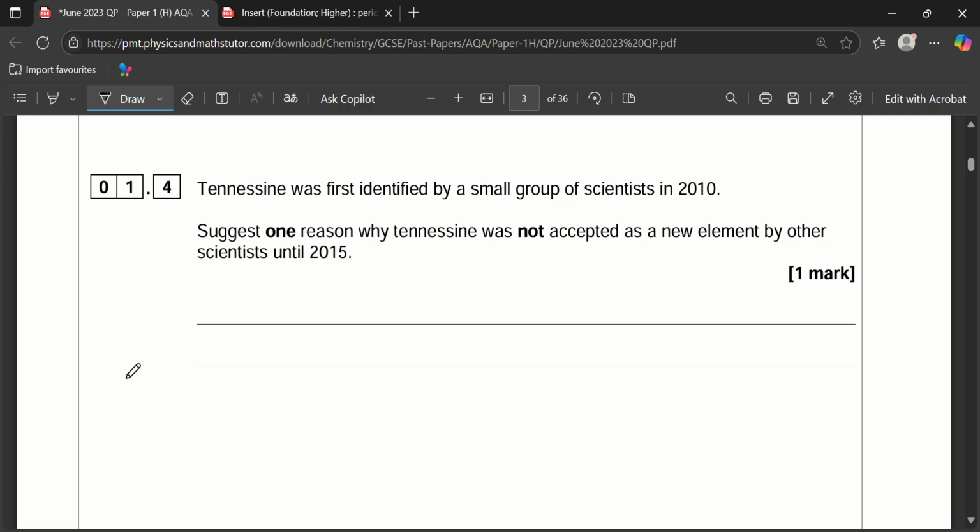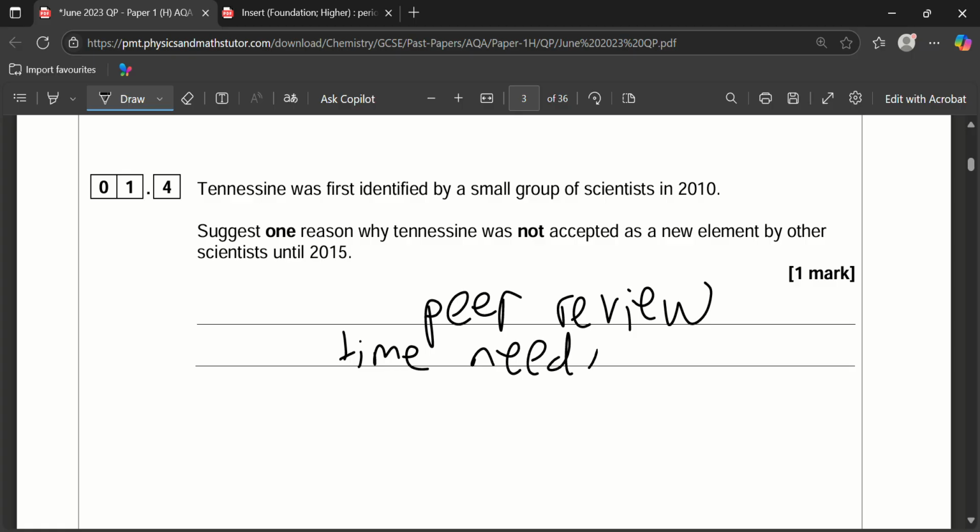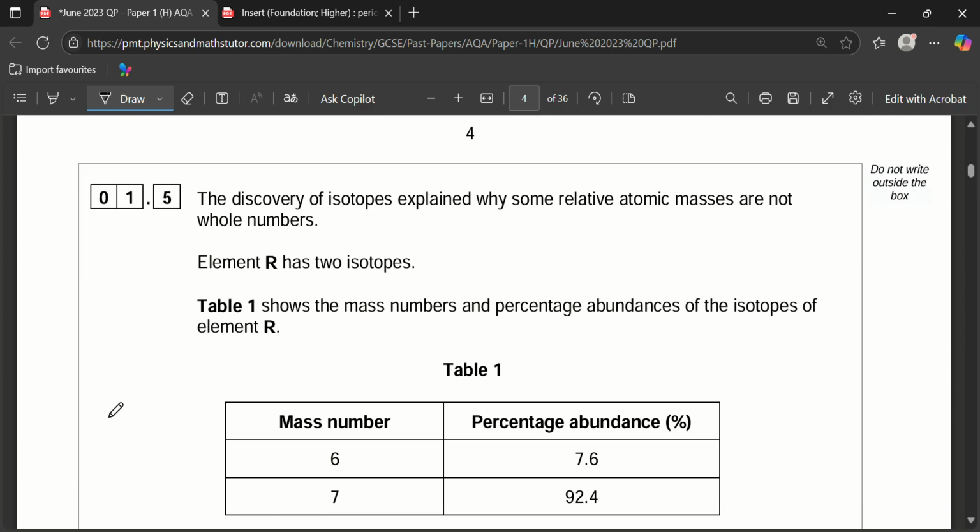Question 1.4, we have tennessine being first identified by a small group of scientists in 2010, very recently. Give one reason why tennessine was not accepted as a new element by other scientists until 5 years later, 2015. Well, scientists always need to peer review each other's works, so I think the primary reason here would just be peer review time needed. As you can see, it took 5 whole years from 2010 to 2015 to thoroughly peer review it.